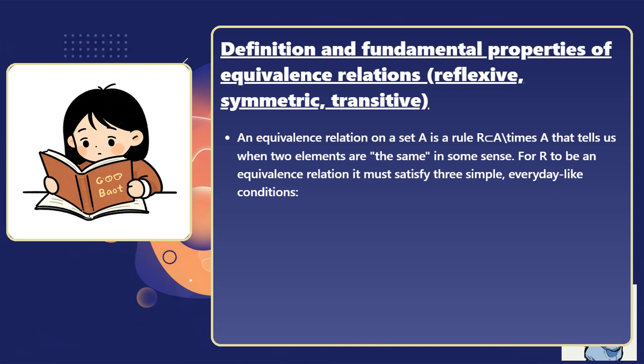An equivalence relation on a set A is a rule R, a subset of A × A, that tells us when two elements are the same in some sense. For R to be an equivalence relation, it must satisfy three simple everyday-like conditions.